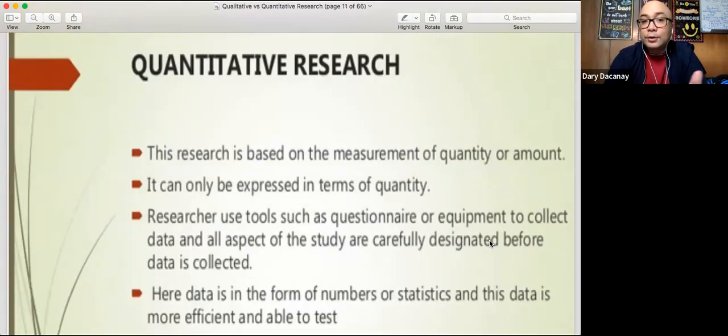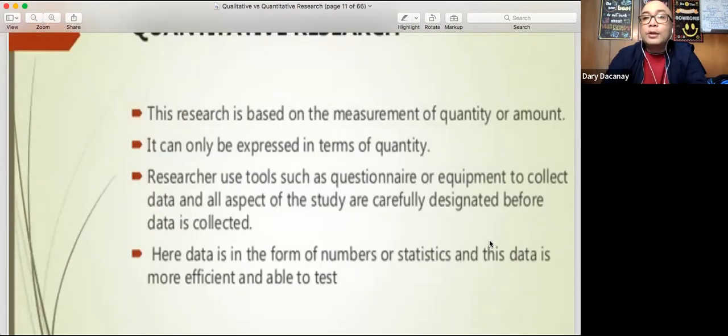In quantitative research, it is based on measurement of quantity or amount. It can only be expressed in terms of quantity. A researcher uses tools such as a questionnaire or equipment to collect data, and all aspects of the study are carefully designed before data is collected. Here, data is in the form of numbers and statistics, and this data is more efficient and you are able to test it. So there is a hypothesis here.